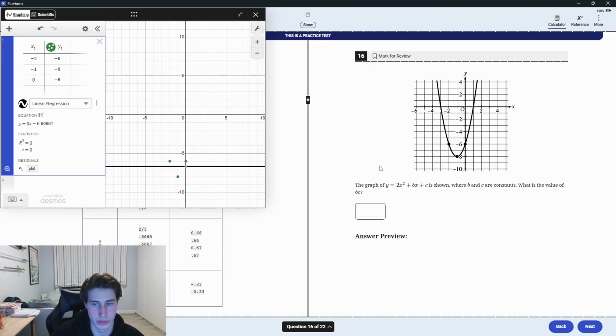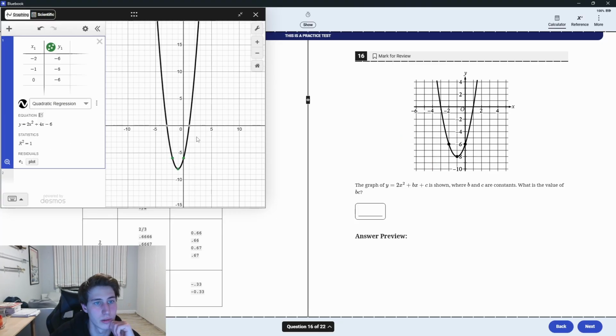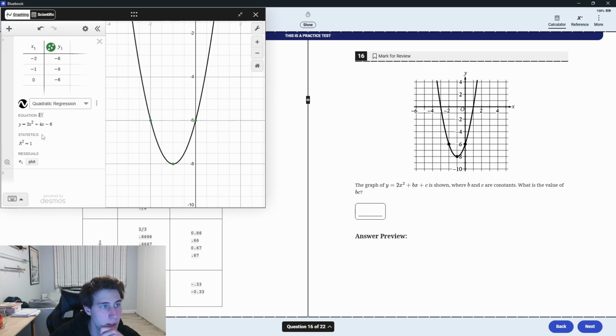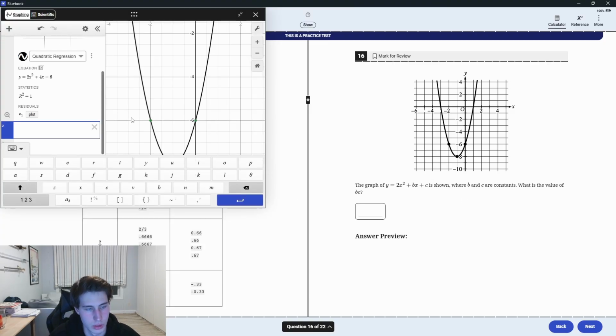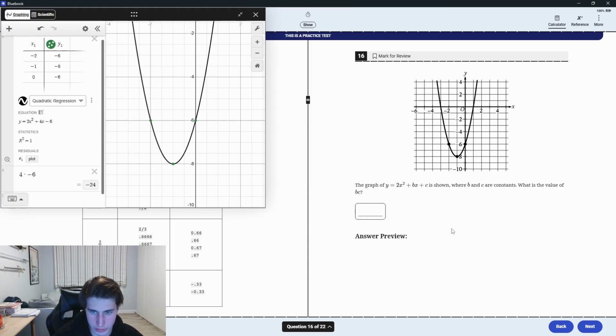Then we'll add a regression to solve the equation for us. And we'll make this quadratic. And look at that. We have y equals 2x squared, which is correct, plus 4x, so bx, plus c. Where b and c are constants, what is the value of bc? In this case, b is 4, because 4 matches up with bx, and c is -6. So if we multiply these two, we get -24. That's our answer.